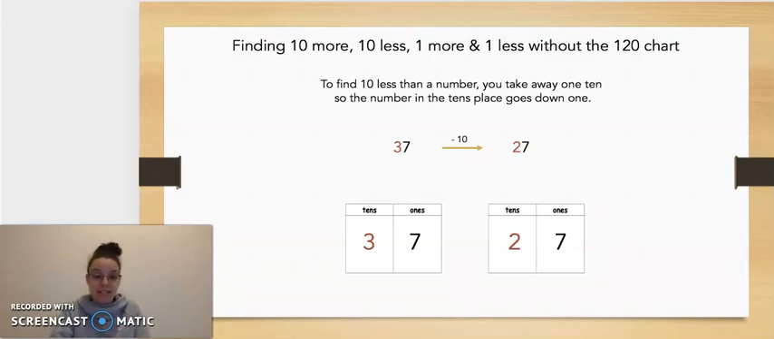Now, it's pretty similar to find 10 less. To find 10 less, you just take away 10 so that the number in the tens place goes down 1. So 37, we take away a 10. It goes from 3 tens, take away a 10, now we have 2 tens. So 10 less than 37 is 27.